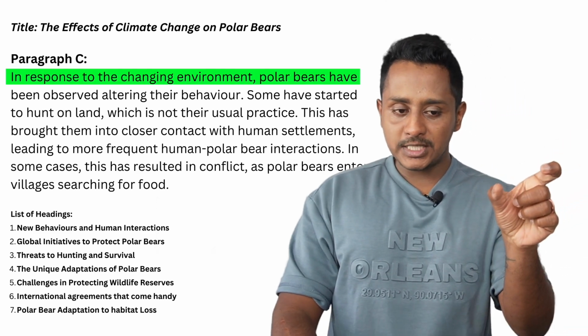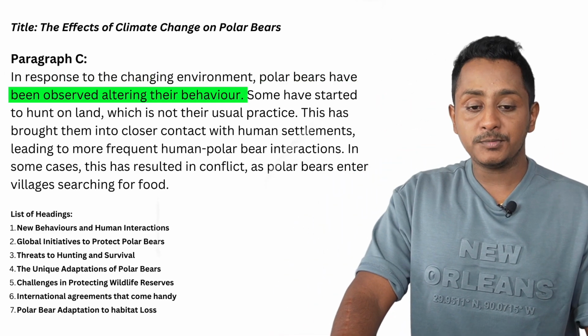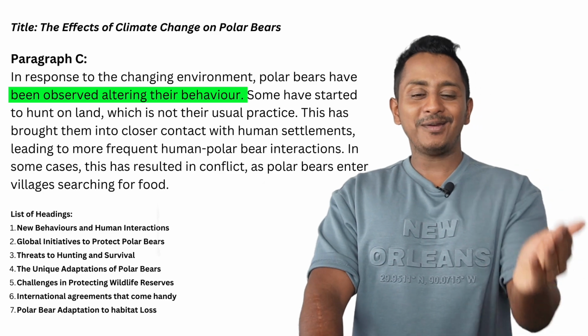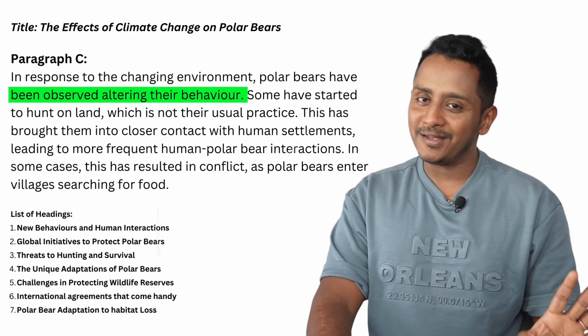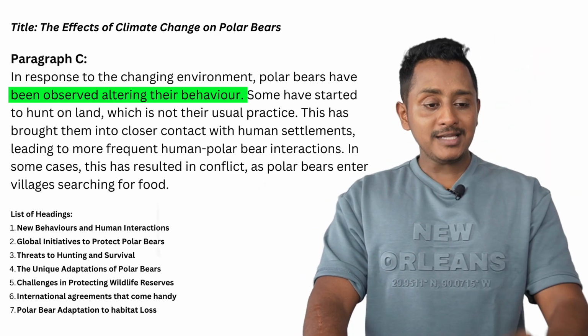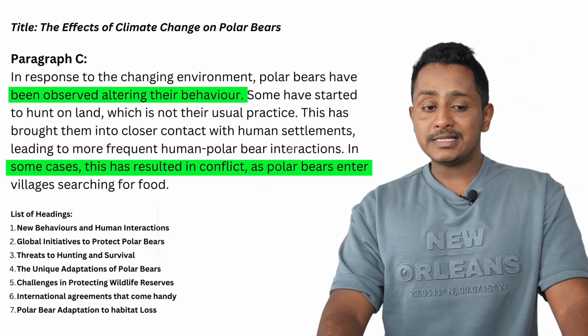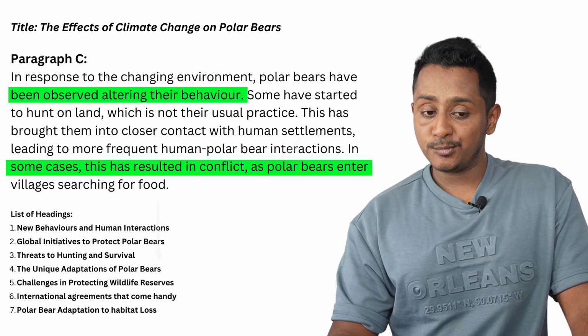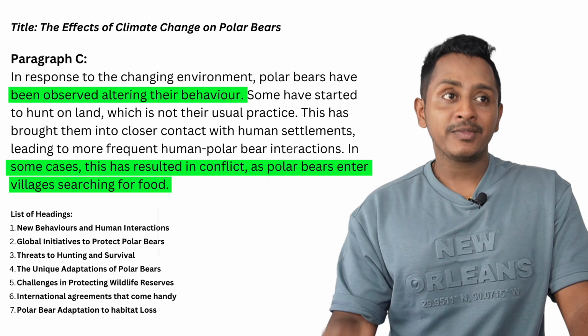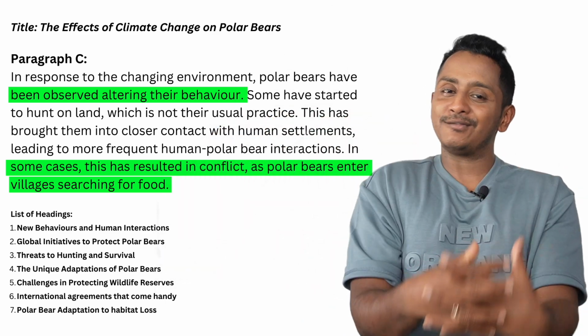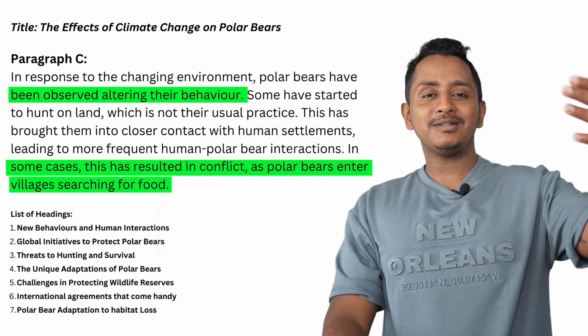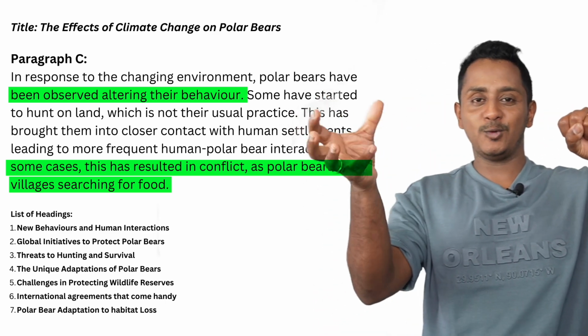In response to the changing environment, polar bears have been observed altering their behavior. Now the next line would have stated how they are altering the behavior, but I know it's about behavior. The last line: in some cases, this has resulted in conflict as polar bears enter villages. Villages means they are interacting with the humans. So it's talking about altering the behavior and the human interaction.